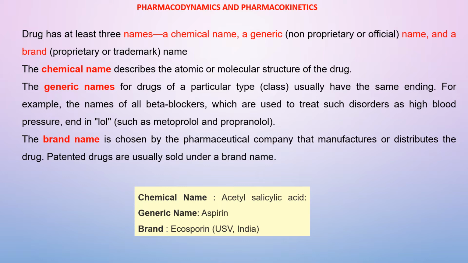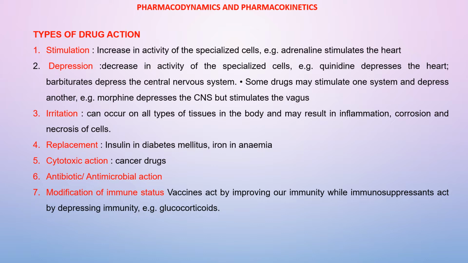The other common example is aspirin. Aspirin is a generic name. The chemical name is acetyl salicylic acid and the brand name is Ecosporin. The drug action could be stimulation, depression, irritation, replacement, cytotoxic action, antimicrobial or antibiotic action, or modification of immune status.